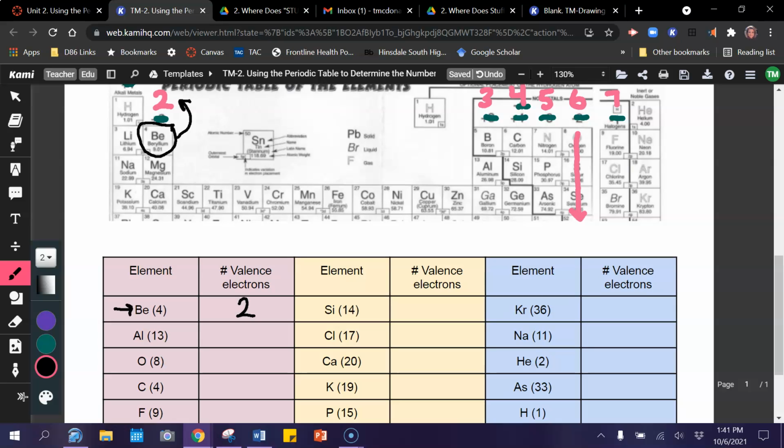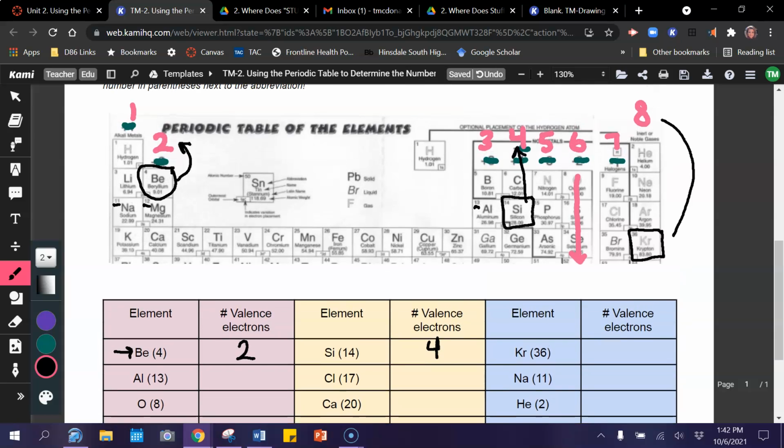Silicon is atomic number 14. So if we follow our atomic numbers until we find 14, we'll find silicon. And when we look up, we see that silicon is in group number 4. So it has 4 valence electrons. And if we look for the element with atomic number 36, here we are. This is krypton. And krypton is in that noble gases family, and it has 8 valence electrons.